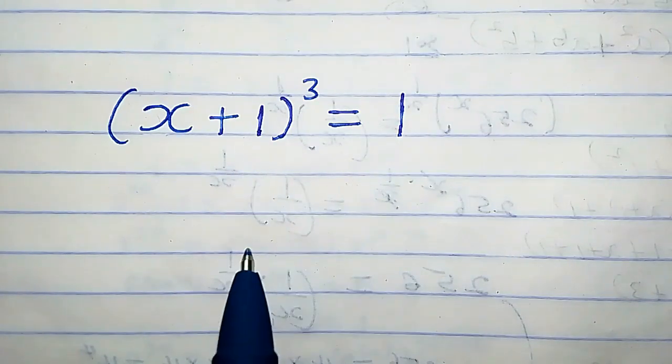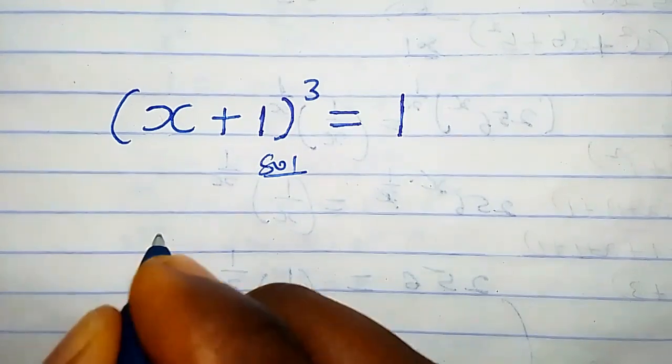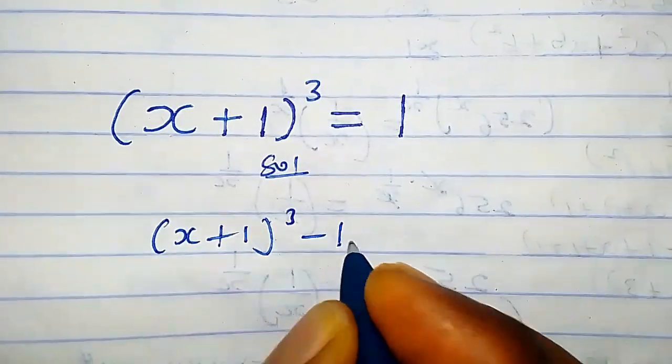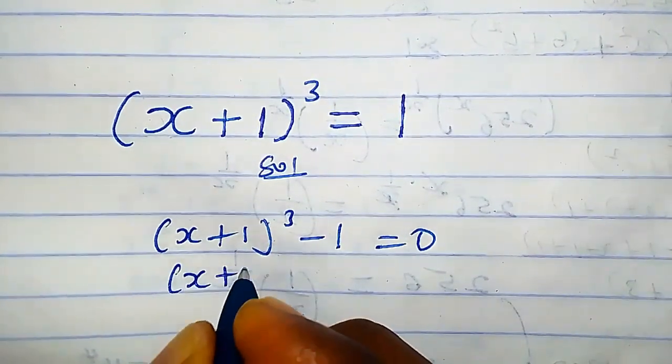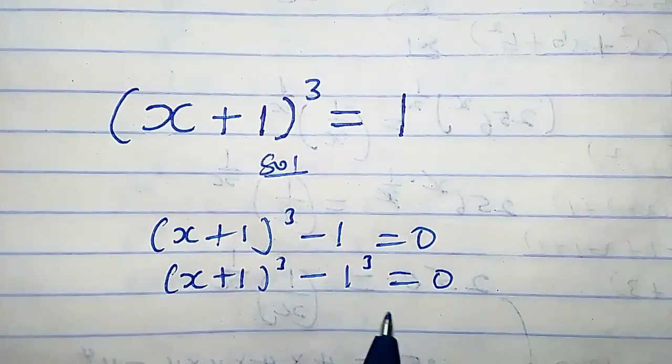Hello, how do we solve this simple equation? Solution. So let's bring this guy to the left. So we're going to have (x + 1)^3 - 1 = 0. This can be written as (x + 1)^3 - 1^3 = 0, because 1 raised to 3 is just 1.